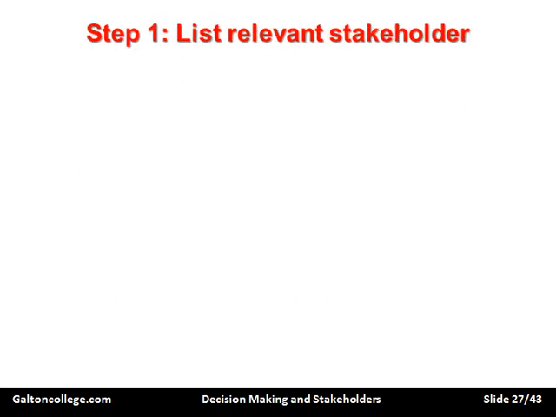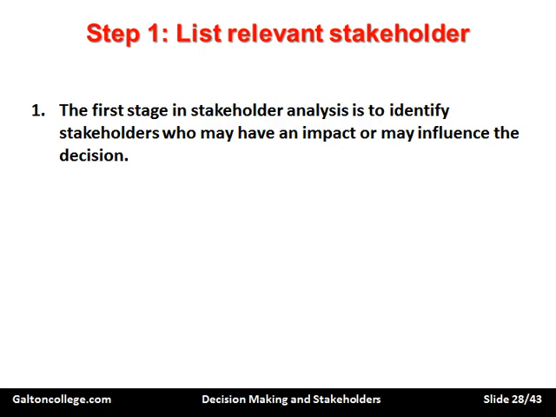Let's look at number one first. List the relevant stakeholders. So identify the stakeholders who may be affected by a decision. So simply make a list of who they are. Maybe the employees, the shareholders, parts of the local community, perhaps people who use the roads that will be blocked up by extra traffic, or list out who are the stakeholders who are going to be affected.